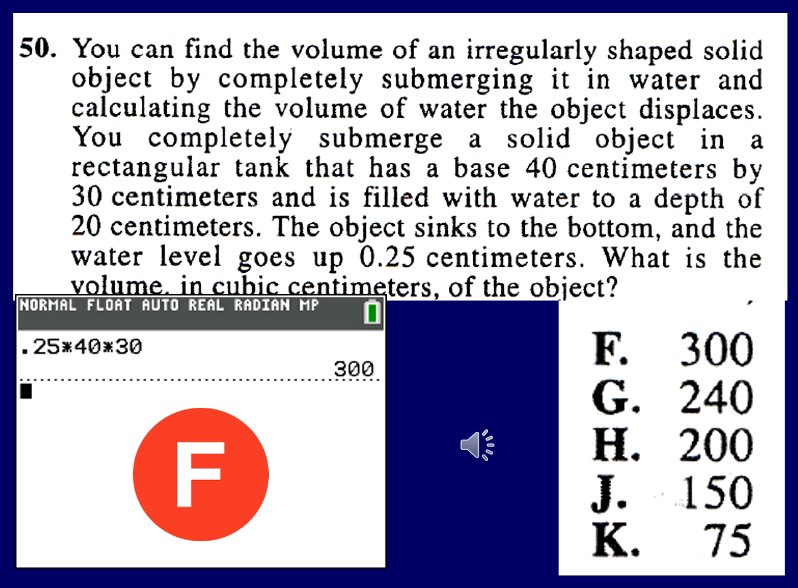So we know the base that this was submerged in measured 40 by 30. We also know that the height went up by 0.25. We can find volume by multiplying length times width times height. I did 0.25 times 40 times 30 and figured out it's got to be 300.